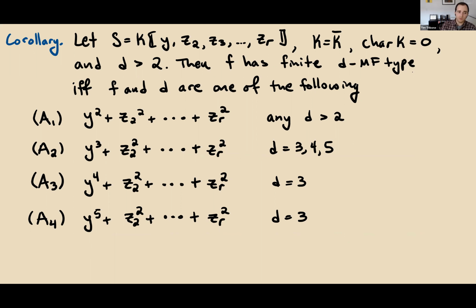And F has finite D-fold matrix factorization type if and only if F is, up to a change of variables, one of the following in the list here, and D has to be one of the associated ones in the second column. So if you're A1, you can have finite D-fold matrix factorization type for any D bigger than 2. But as soon as you're A2 or higher, the D is restricted, and you can't do anything more complicated than being a sum of squares plus the last variable to some power, and the power has to be less than or equal to 5. Okay, so yeah, so I think I'll stop there. Thank you all very much for listening, and happy to answer any questions.